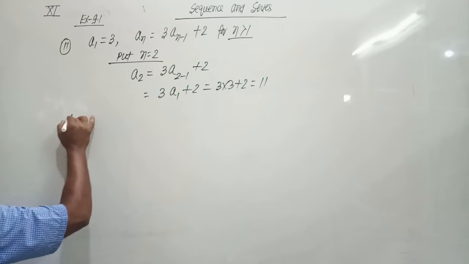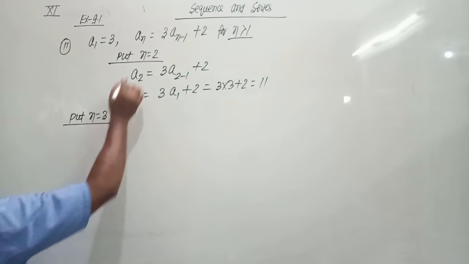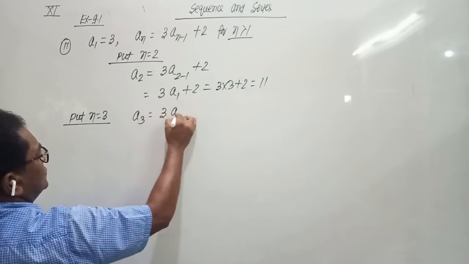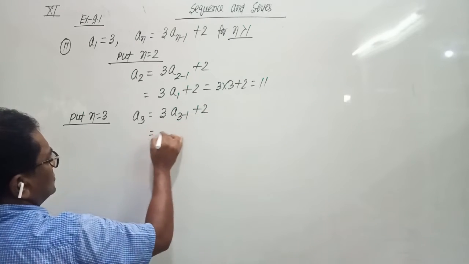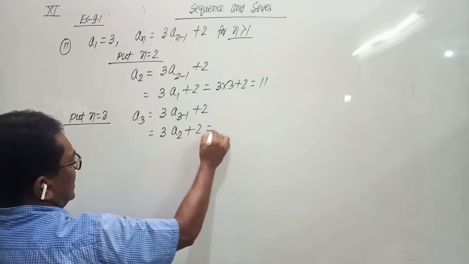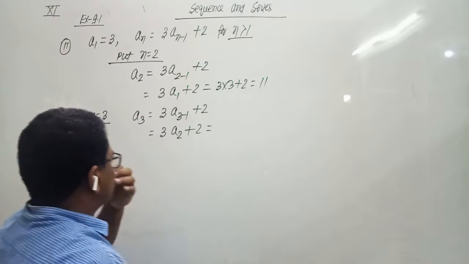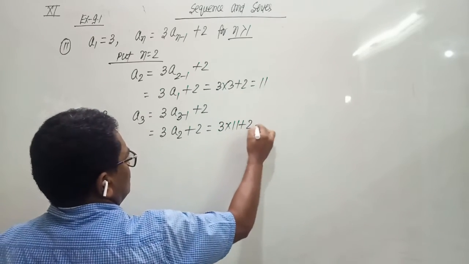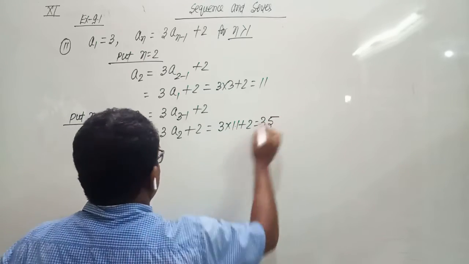Now we put n equals to 3. So A3 equals to 3 into A of 3 minus 1 plus 2. Now put the value of A2 which we have calculated. A2 is 11. So 3 into 11 plus 2. That is 33 plus 2, 35.